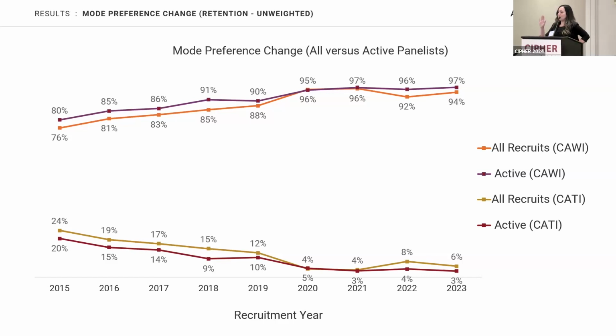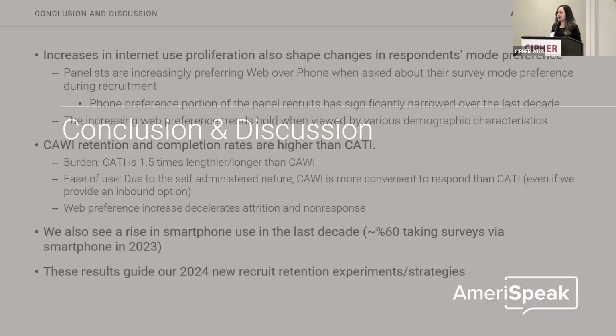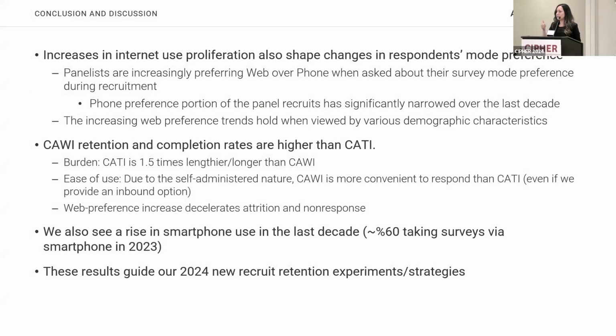So when we look at all versus active panelists, we see that the CATI folks are more likely to attrite. So it's actually to our benefit that the web preference panelists are increasing. Same with completion rate. Our CATI respondents' completion rates are lower, so our web respondents' completion rates are higher. So this definitely decreases the acceleration of decrease of completion trends. So it really helps with the decrease of completion rates over time.